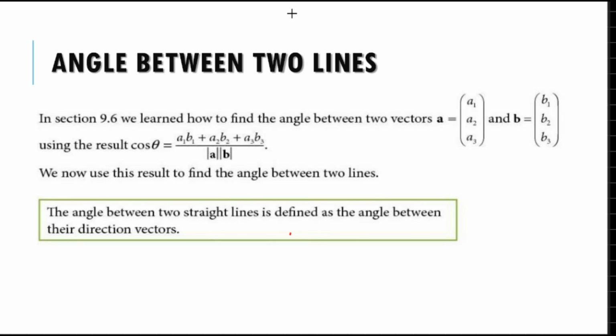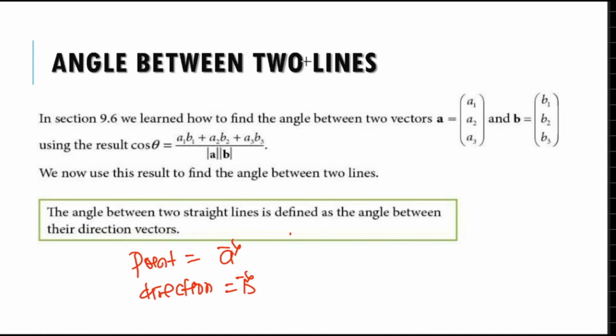In this case, the point on the line is a, and the direction of the line is b. That's the only difference we have here. So let's see how the example goes.